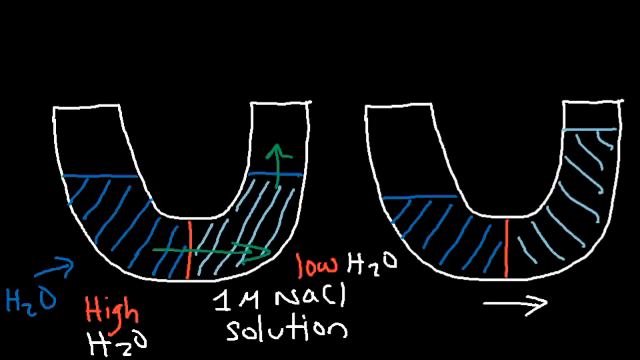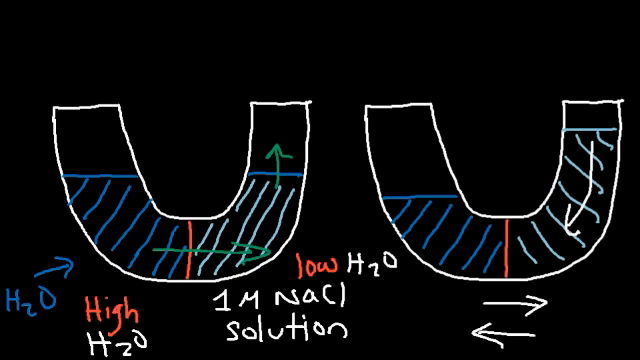Gravity is going to apply a downward force, which is going to oppose the direction of the driving force provided by osmosis. So once these two forces are equal and opposite in direction, once they cancel out, then this side will no longer increase in height. The system will reach a state of equilibrium.